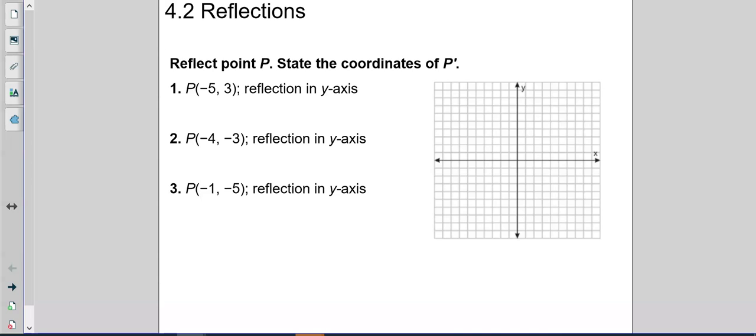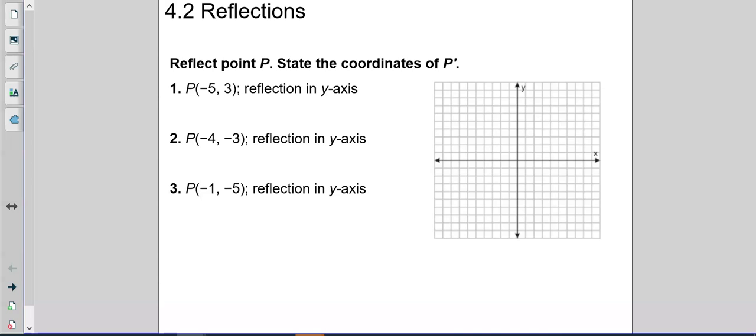Okay, so 4.2 is about reflections. If you think about a reflection, you look in the mirror, you see a reflection. So the mirror is going to change sometimes where the mirror is located. So it says reflect point P, state the coordinates of P prime.